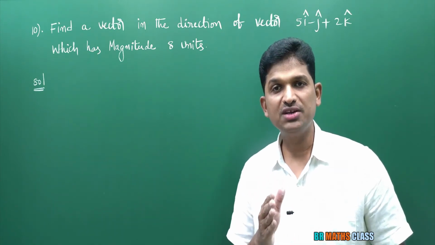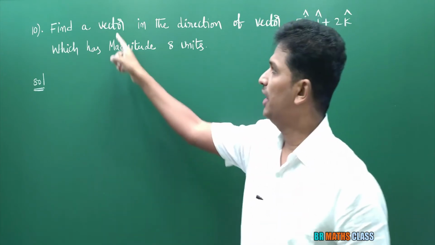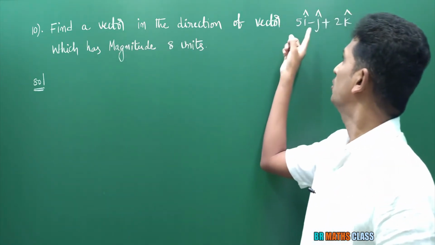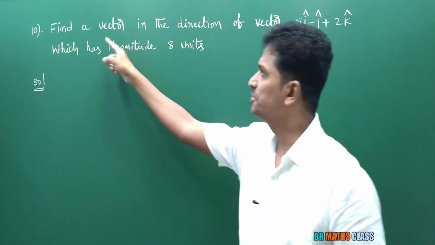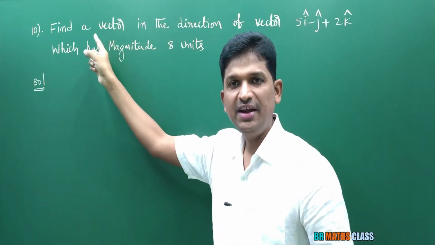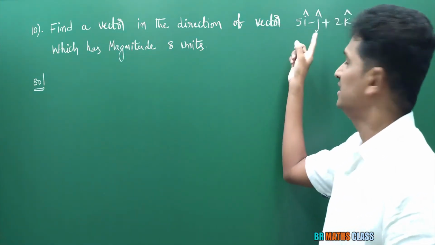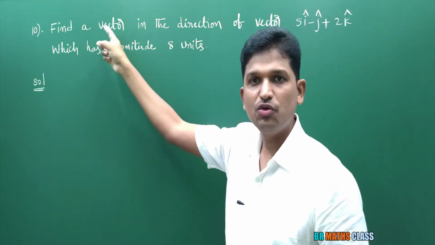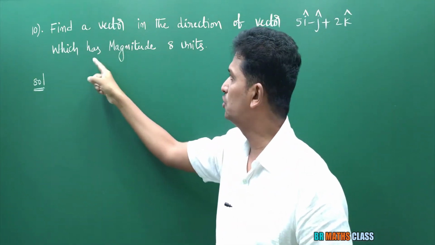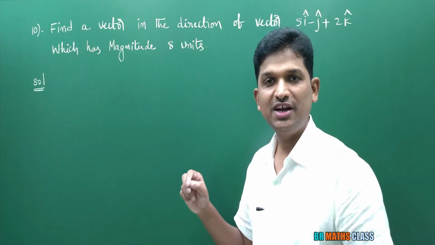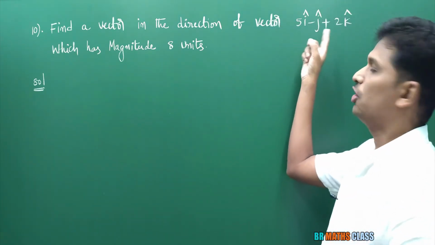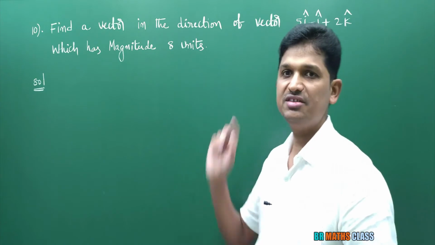First, try to understand what they are asking in the question. Find a vector in the direction of this vector. You observe they are not specifying it is a unit vector. Find a vector which is in this direction, and whatever vector you find, its magnitude is 8 units. You need to find a vector whose direction is along this vector and whose magnitude is 8 units.